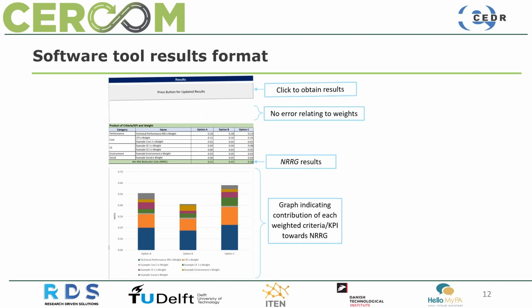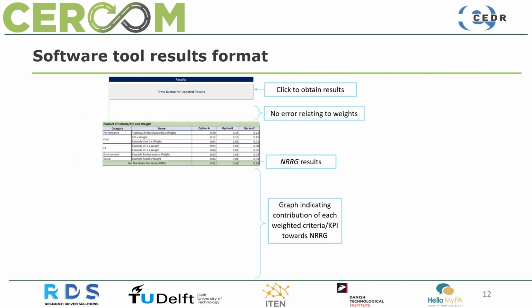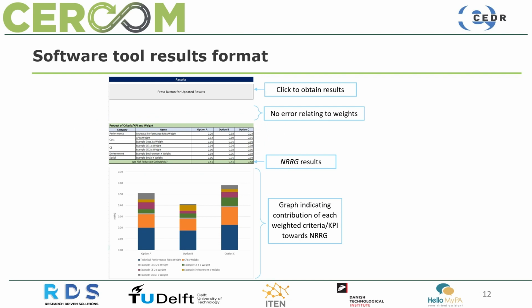In the final tab of the spreadsheet, the user can access the results by pressing the button indicated. If there is an error with weights, the results won't be displayed and the user is prompted to revise inputs. The results are presented in a table and a graphical format as shown, with the highest result or higher N or G value providing the more optimal solution.